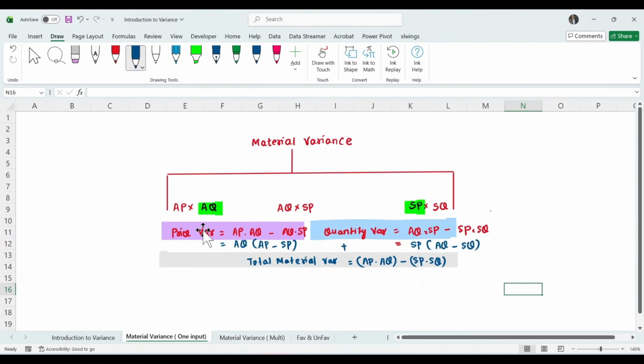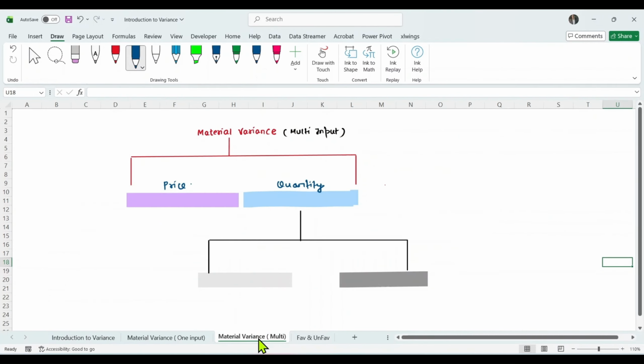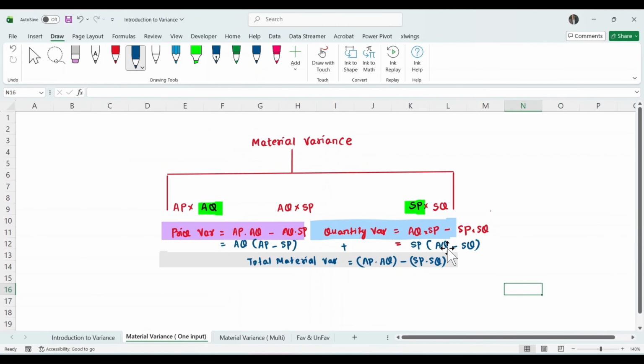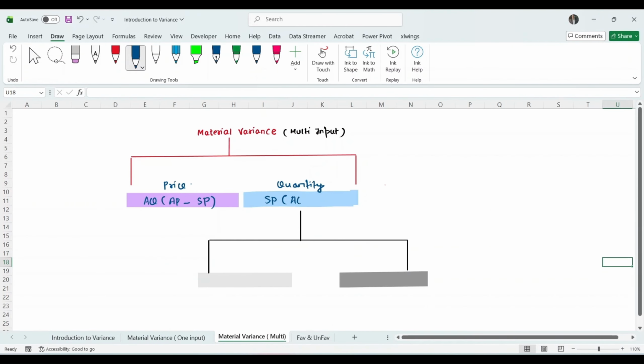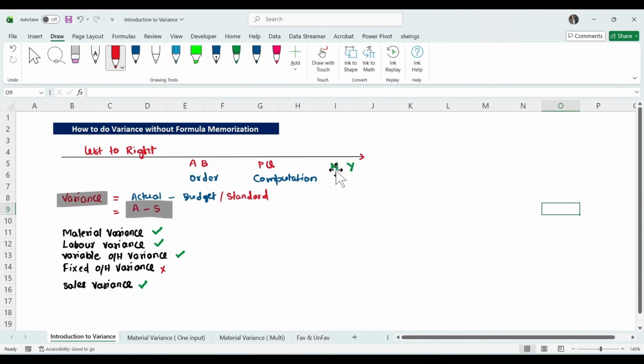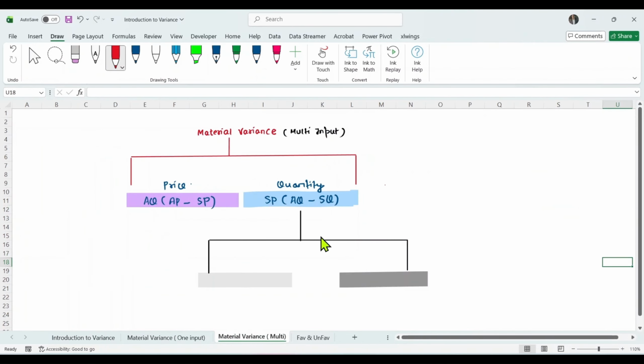Formula we don't have to remember, we'll take it from here. Price variance is AQ times (AP minus SP). The quantity variance will be SP times (AQ minus SQ). Now when there is more than one input, this quantity variance will again be categorized into two parts: mix variance and yield variance. Mix variance will come first, then yield variance.